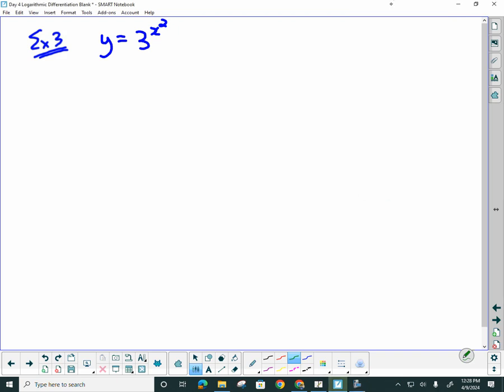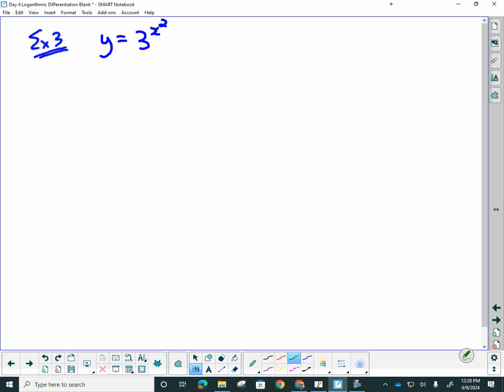Now we're going to look at an example where we're still going to use logarithmic differentiation to tackle it, because this definitely looks far away from the exponential function e to the power of x, or 10 to the power of x that we did in the last video. This now is 3 to the power of x squared. So logarithmic differentiation will allow us to tackle this again.